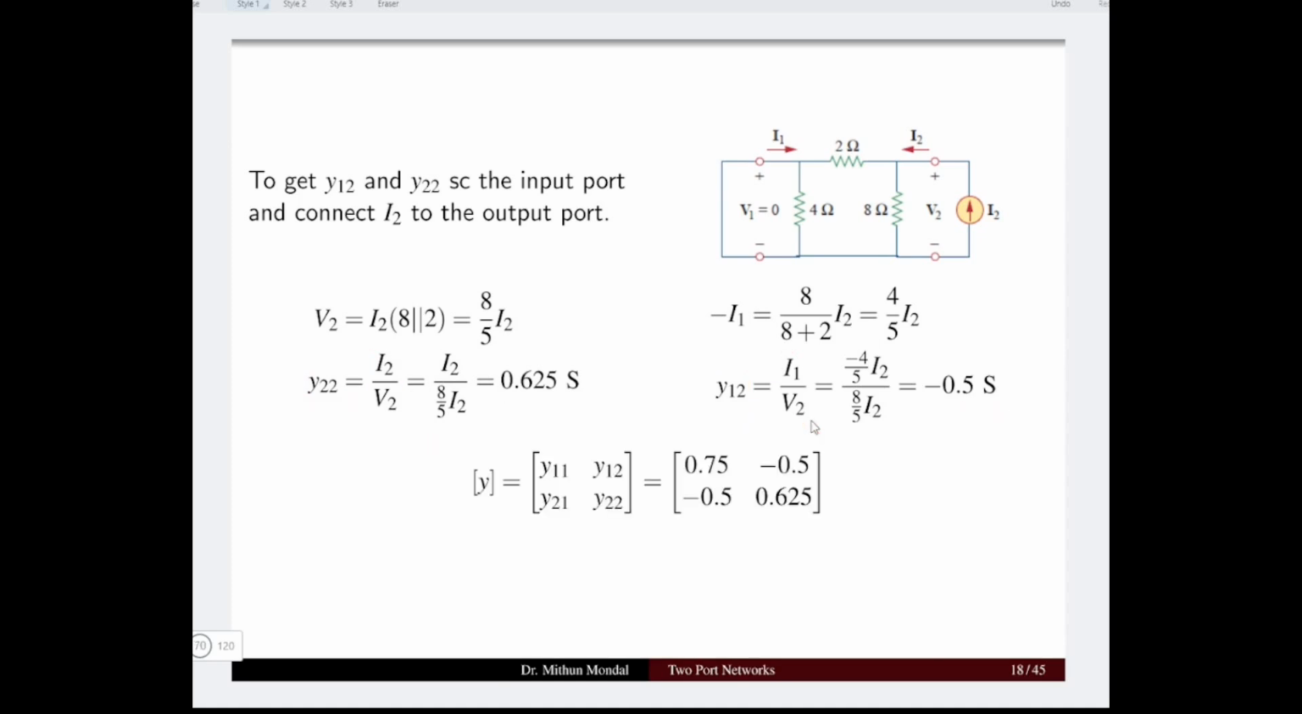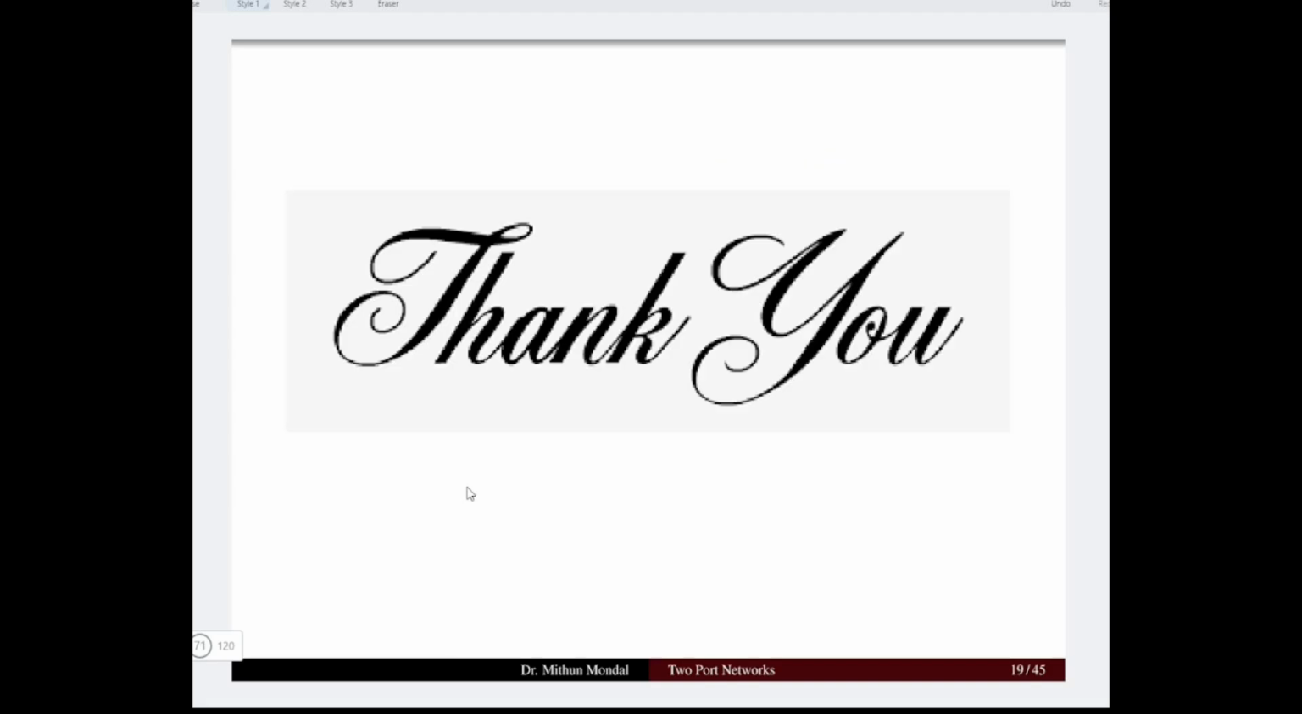Once we have obtained all the parameters Y11, Y12, Y21 and Y22, we can put them in the form of a matrix, and this is the Y parameters which we were solving. So this completes the Y parameters, and in the previous lecture we discussed the Z parameters. In the coming lectures we will discuss the other types of parameters for the two-port network.